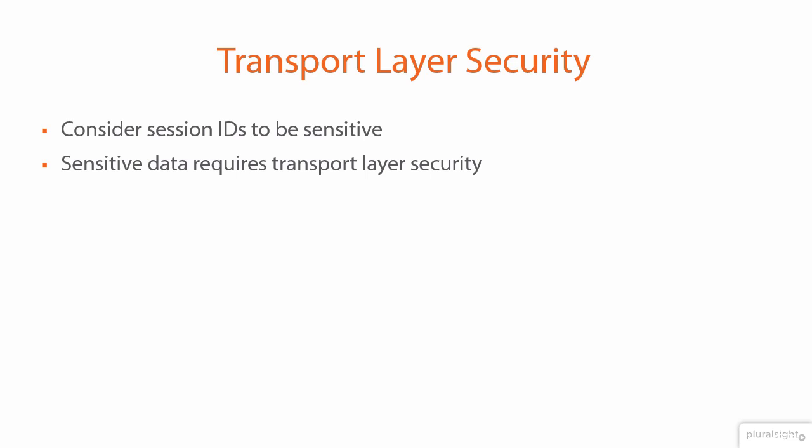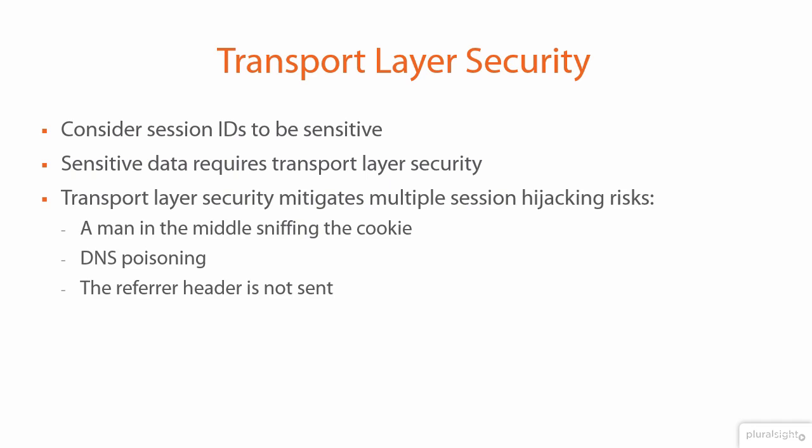The sequence number prediction risk that we saw in the previous module around network level session hijacking, that risk goes away as well because you're getting encryption all the way from the client to the server. Anything sitting in the middle simply can't do anything with the traffic. They can't read it, they can't change it, and they can't redirect it. Transport layer security does mitigate against a whole bunch of different session hijacking risks.